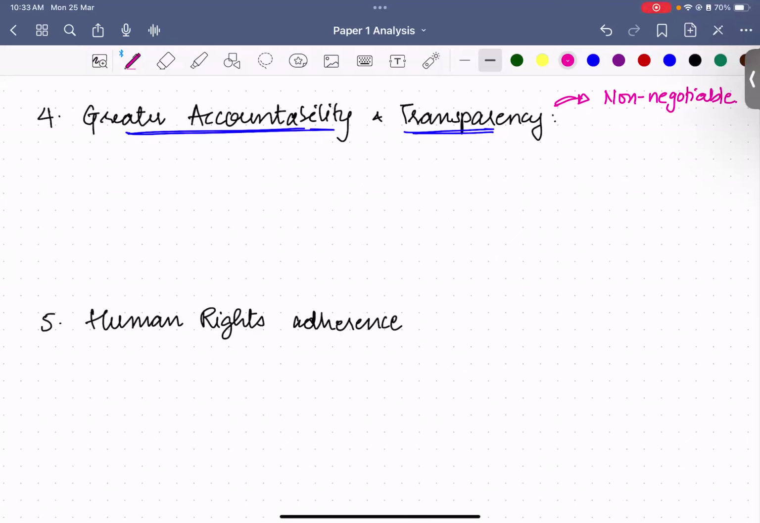Like now we see the electoral bonds case. So what does this show? This shows the non-negotiable need that people have developed with respect to accountability and transparency. So what was done basically? Petitions. So this could also be the way.